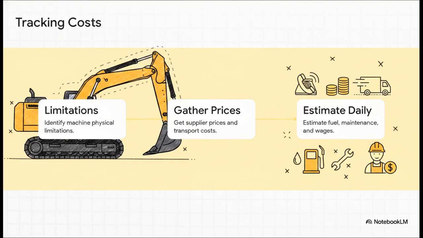To track his operational costs accurately for these tracked machines, John follows a really logical, structured sequence. Step 1. Identify the machine's physical limitations and capacity. Step 2. Call the suppliers to gather the daily hire prices and, this is absolutely crucial, the transport costs to actually get it to the site. And Step 3. Estimate the daily operations. This means calculating the fuel burn, the maintenance overhead, and those licensed operator wages we just talked about. He does all this to make absolutely sure no hidden fees slip through the cracks.